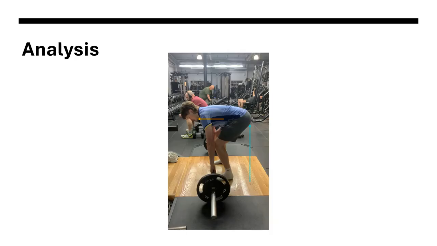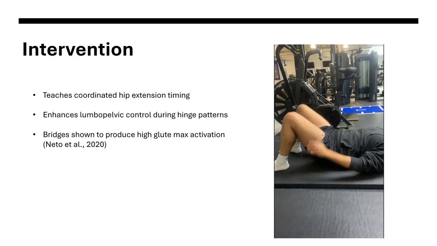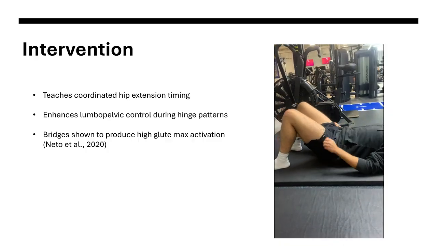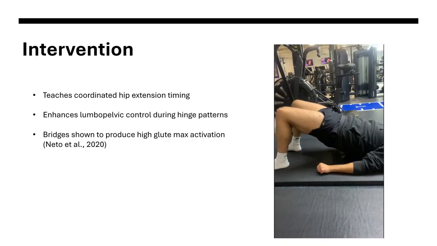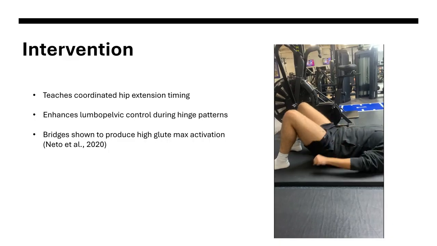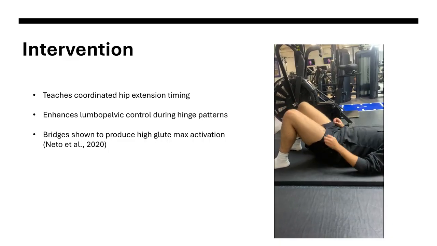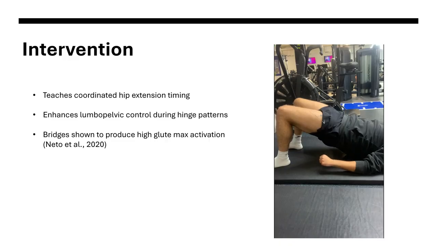To improve George's hip extension timing during the deadlift, we used a rub and punch glute bridge, which Faris is demonstrating here. This intervention increases awareness of how to drive the hips through while maintaining trunk stability. Research shows that bridge exercises produce high levels of glute activation and help improve lumbopelvic control, which is highlighted by Neto et al., and is essential for coordinated hip extension. We're not increasing his strength, we're improving his ability to sequence hip extension properly in a deadlift.